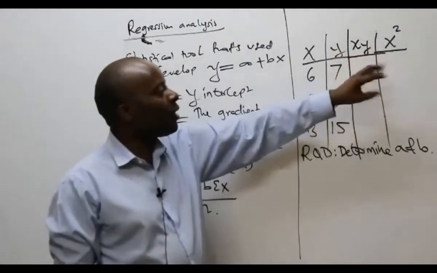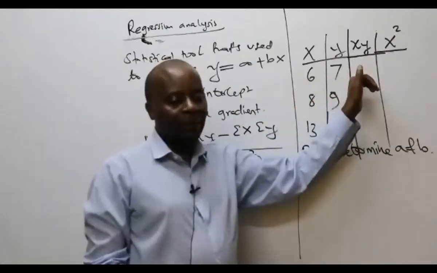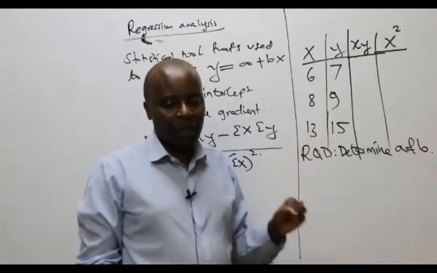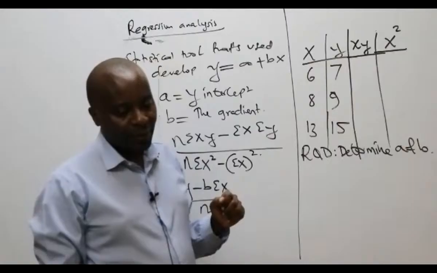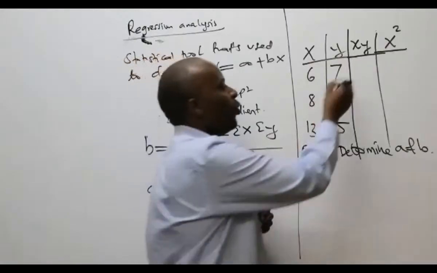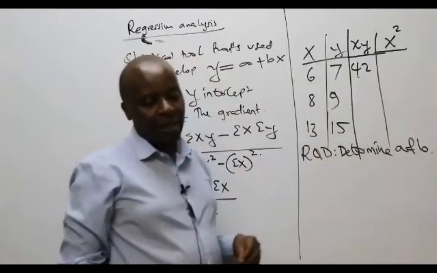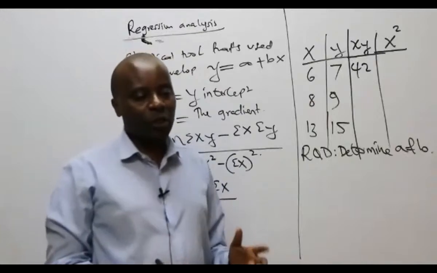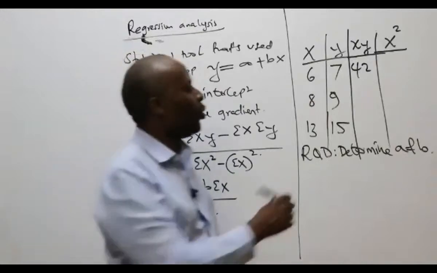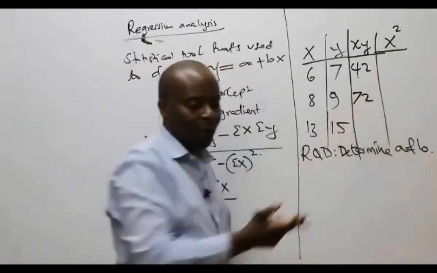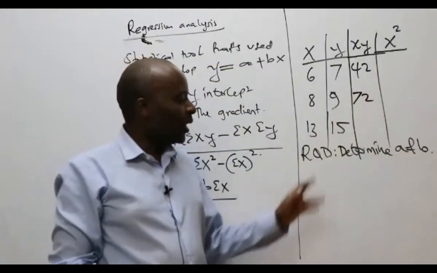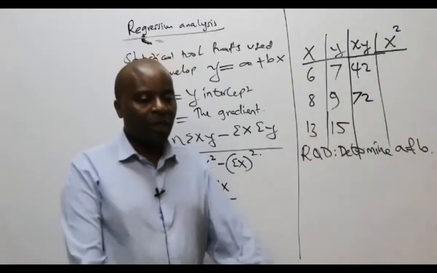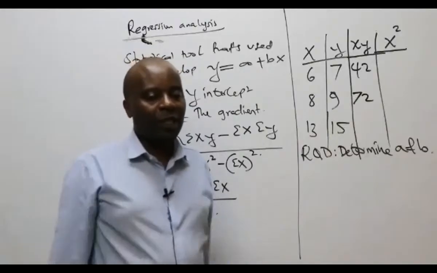So I need the column of xy first. So what is 6 times 7? Please give me the multiples. 42. How about 8 times 9? I know the multiples, but I would want really you guys to be engaged in this. 72. Now, 13 times 15 gives me what figure?